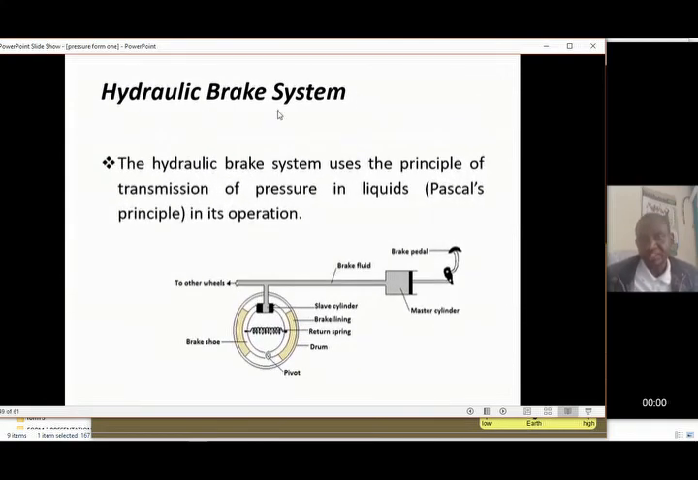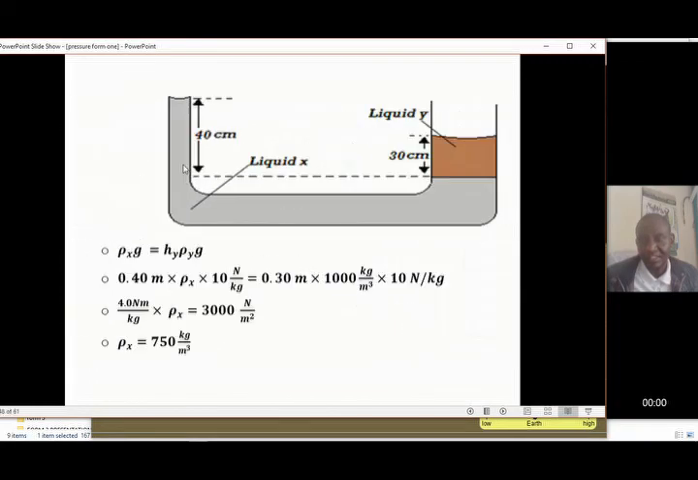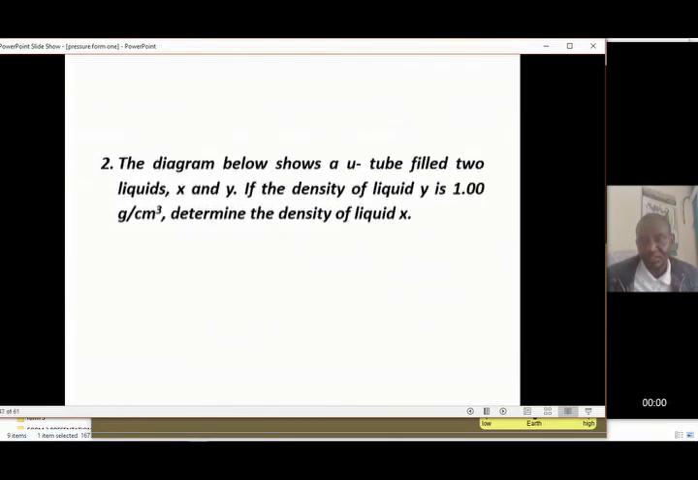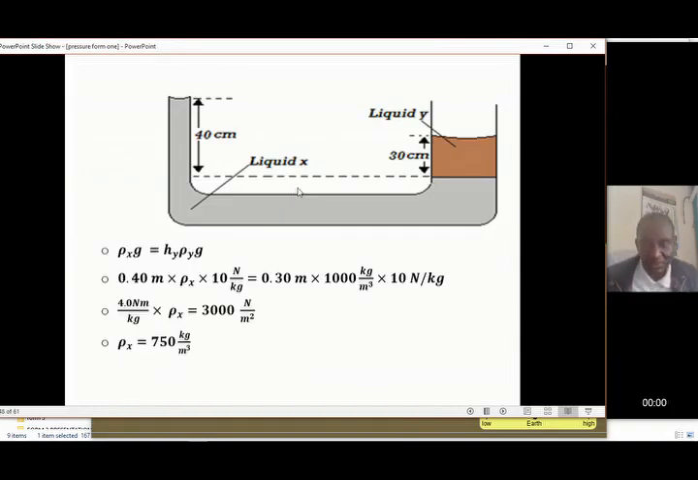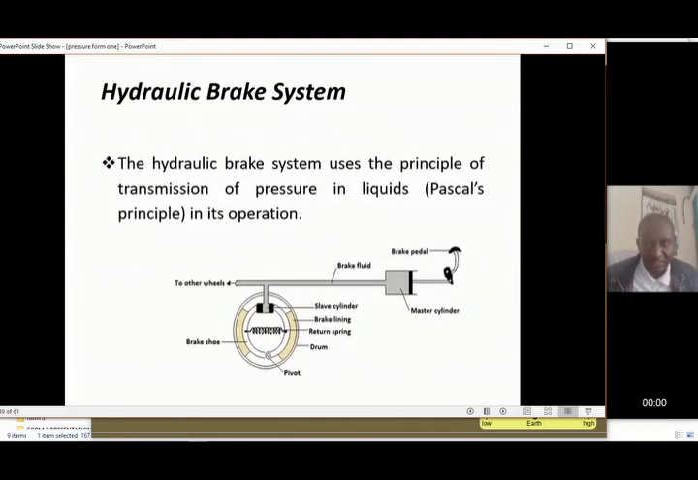19.3. Hydraulic brake system. How does it work? One thing you have discovered is that in this question, you apply a small force on the small piston, you provide a large force in the bigger piston. The same thing applies on the hydraulic brake system. Hydraulic brake system uses the principle of transmission of pressure in liquids, that is Pascal's principle.